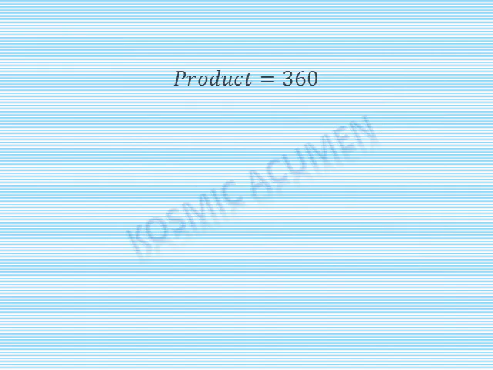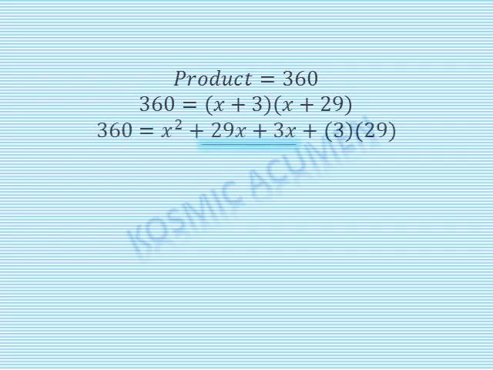Product 360, we have the equation 360 is equal to (x + 3)(x + 29). Now further we solve and we get 360 is equal to x square plus 29x plus 3x plus 3 into 29, which is 87. Now the equation that we have is 360 is equal to x square plus 32x plus 87.